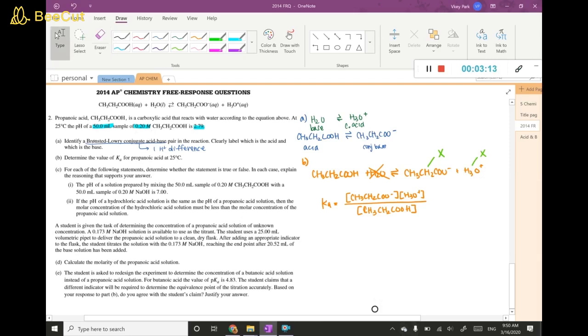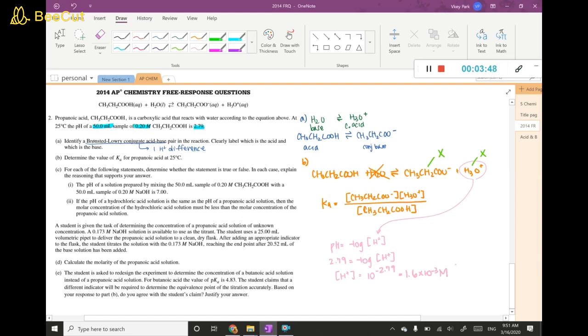So what is pH, guys? pH was negative log of the concentration of H+. And H+ is basically this right here, right? So the pH was 2.79 and it's negative log of H+. So if I want to find out the concentration of H+, it would be 10 to the negative 2.79. And if I were to put that into the calculator, I end up with 1.6 times 10 to the negative 3 molarity.